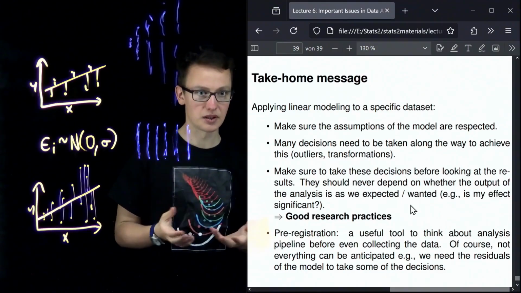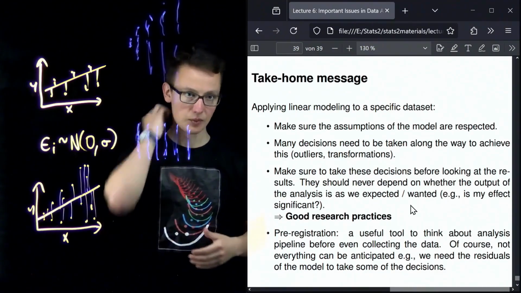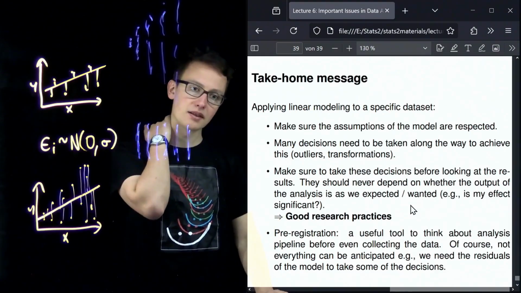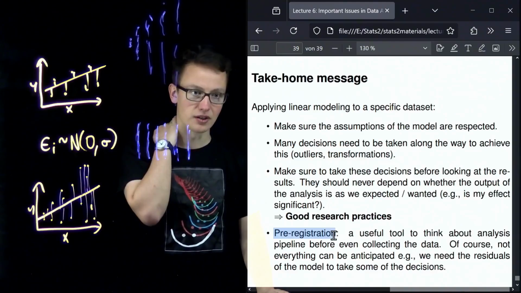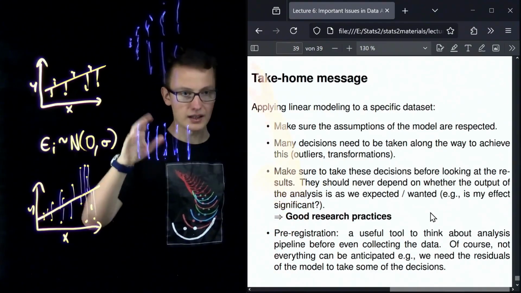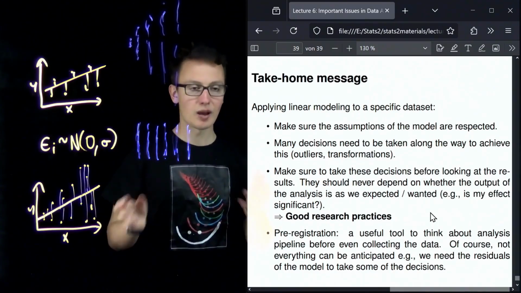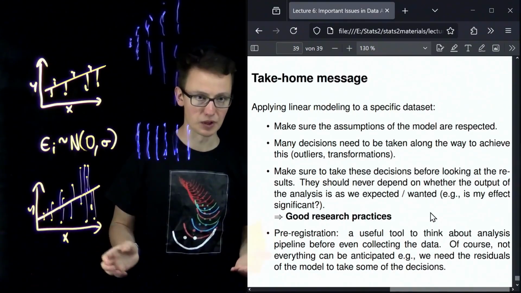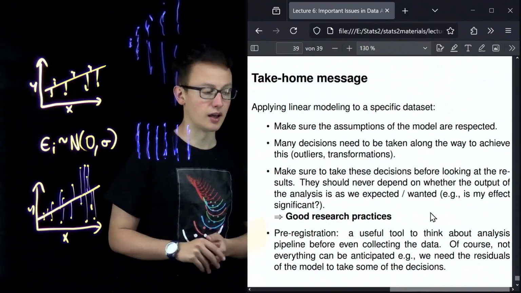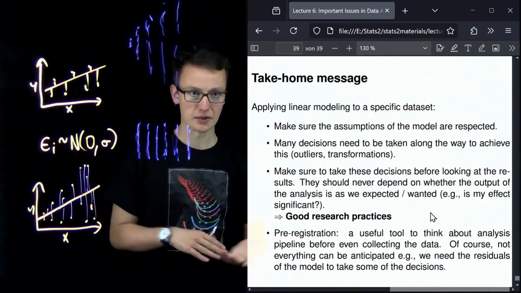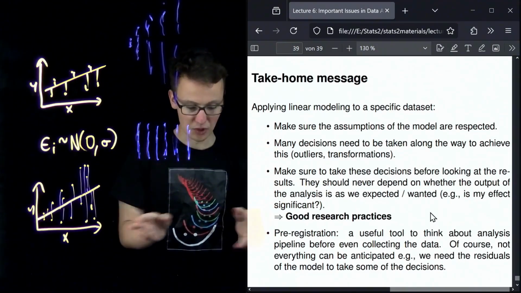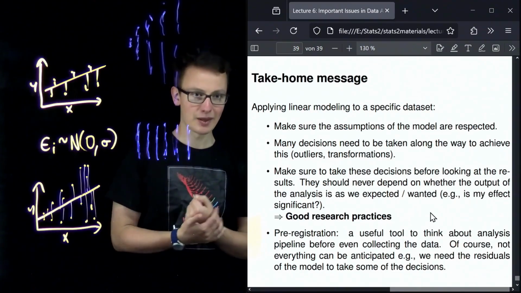One way to really make sure, and also be honest with oneself and the research community, that one is committed to an analysis plan that was devised before looking at the data or even before collecting the data, is the so-called tool of pre-registration. Pre-registration is basically writing up an analysis plan describing in some detail what kind of models you will run, what kind of decisions you will take, what criteria you will apply to remove outliers or decide on a transformation, and compiling this into a short but very clear and unambiguous document.